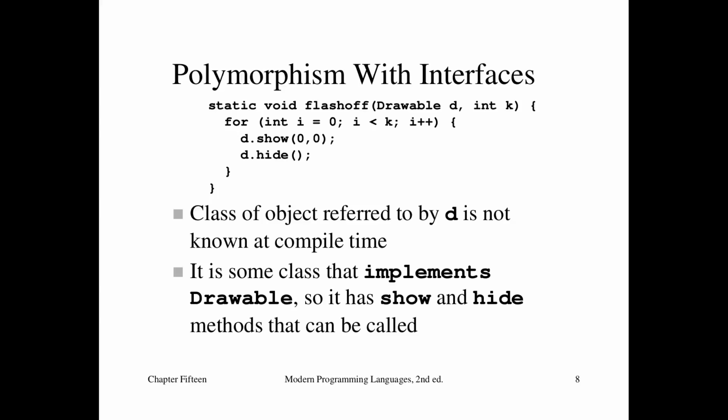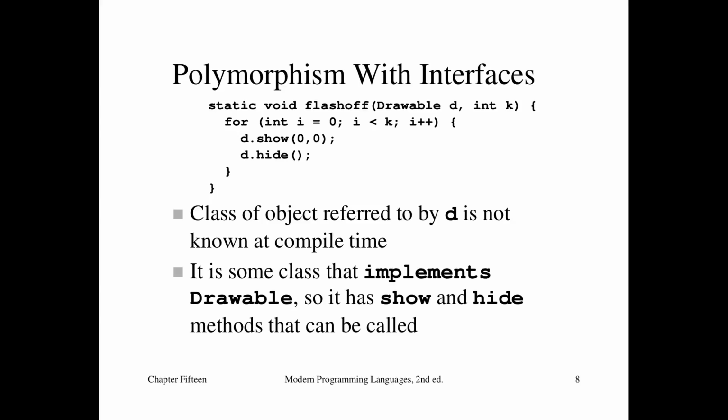So, polymorphism without interfaces, right? There are ways to do this without interfaces. They're a little bit more difficult, but basically you just have abstract classes, where some are essentially becoming interfaces without actually being interfaces. But anyway, let's say we have some method, static void flashOff, which takes a Drawable d and an int k, and basically what it does is, for each i from 0 to k, all we're going to do is show d and then hide it, right? So it's going to flash this Drawable for a certain period of time.